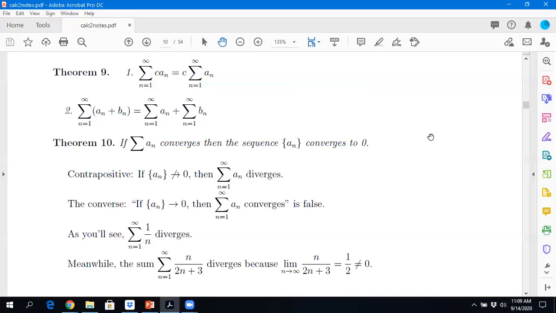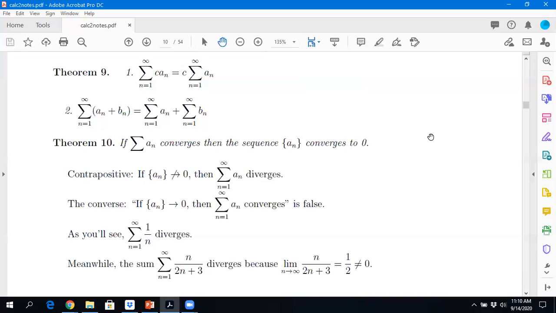But the other way around doesn't work. Just because the terms go to 0 doesn't guarantee what? That the series will converge. Okay? The terms go to zero. That does not guarantee convergence. Okay? But if the terms don't go to zero, what do you think you can say?